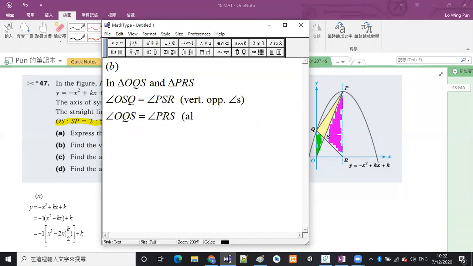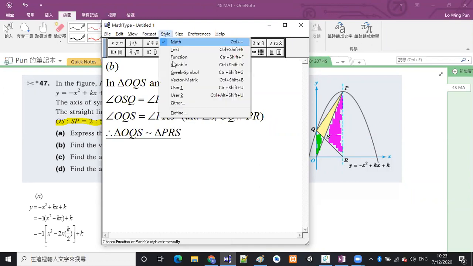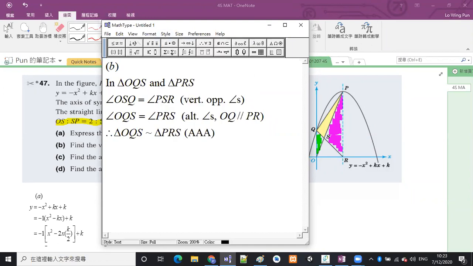This is a pair of alternate angles where OQ is parallel to PR. Okay, so in a pair of triangles, we have two pairs of corresponding angles being equal. Then the third pair of corresponding angles will be automatically equal. Therefore, we can conclude that triangle OQS is similar to triangle PRS, with the reason being AAA.